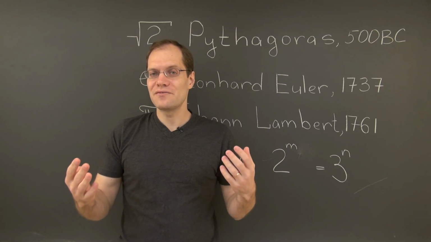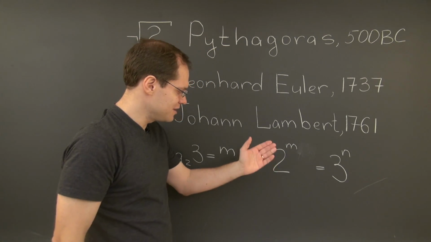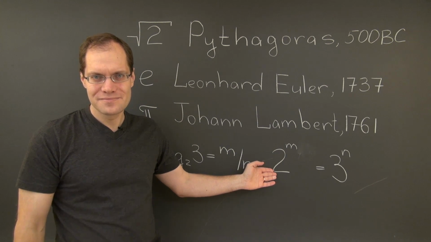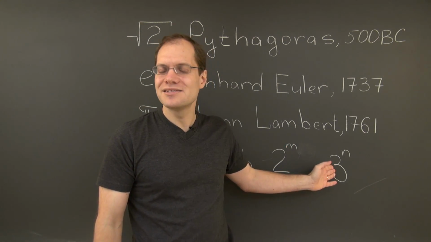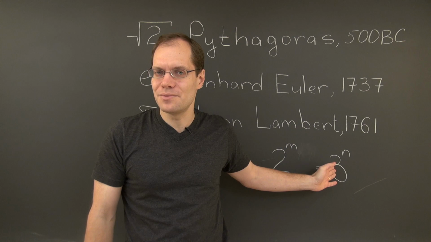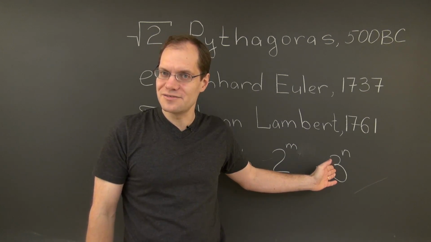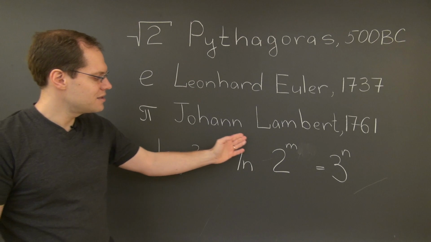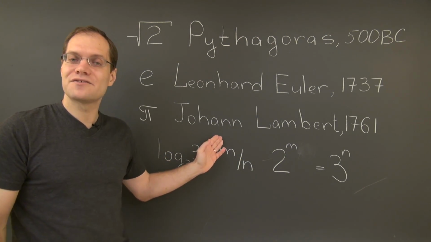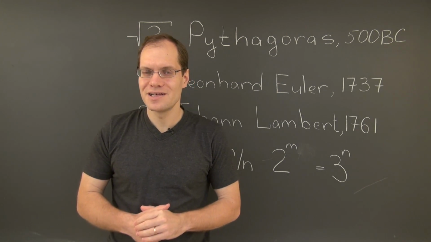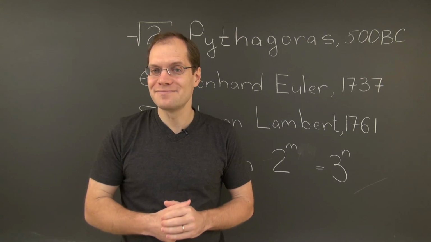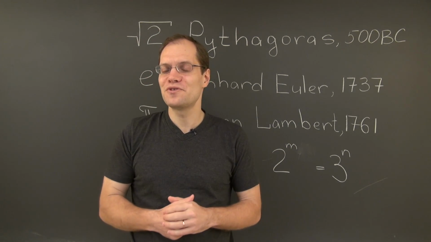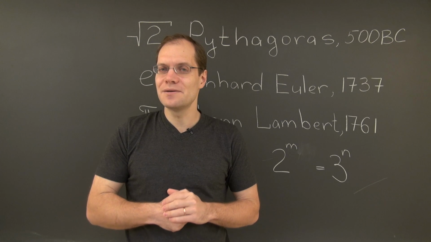And right there, we have reached a contradiction, because the number on the left is even, and the number on the right is odd, which is not possible. We have reached a contradiction, and therefore, log base 2 of 3 cannot be represented as a fraction of two integers. So how simple was that? I don't think that any proof of irrationality can be simpler than that.